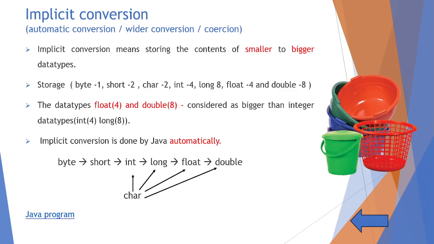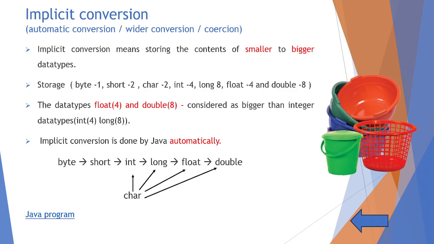Because integer means no decimal part. Let's say some 4 is stored. In float, 4.5 can be stored. So which is bigger, 4 or 4.5? 4.5. So Java can accept a long variable in float. We understand two things: one is based on storage, and second, float and double are considered bigger data types in Java. Now implicit conversion: byte to short, short to int, int to long, long to float, float to double, no problems.